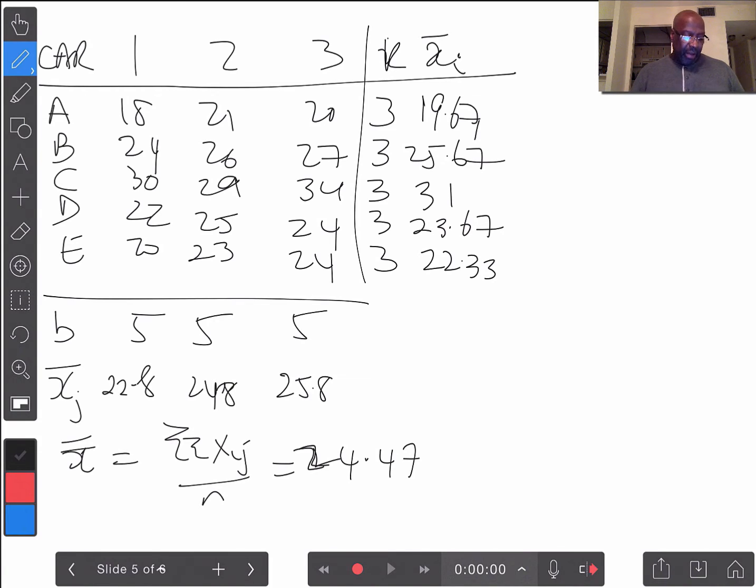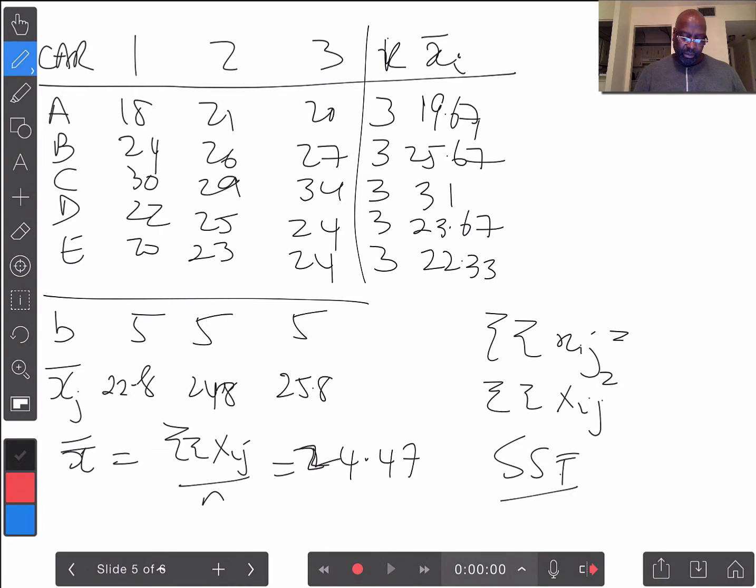So we have x double bar. We have the sample means for blocks, and we have the block means and the treatment means. And I believe the only other thing that we will need later on, when we do the calculations, is the total sum. We're going to need the sum of all the xij's, and the sum of the xij squareds, and that will be used to calculate SST.